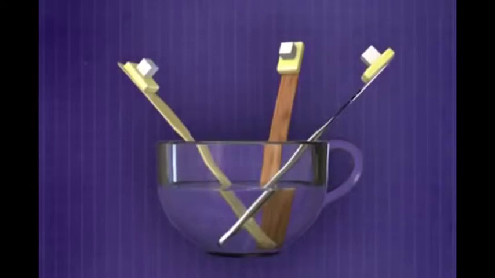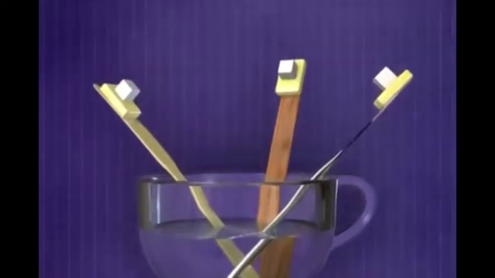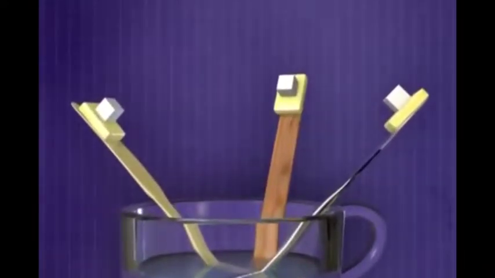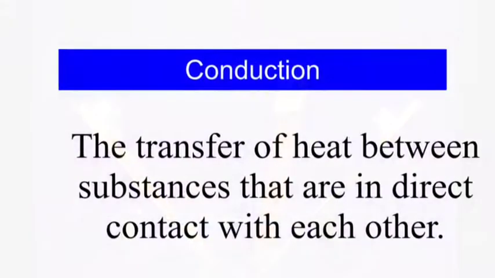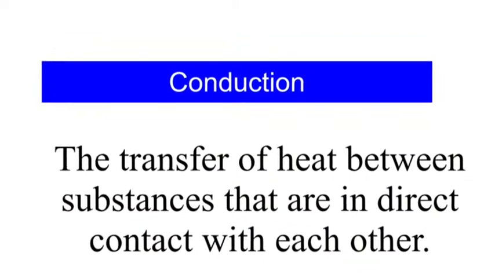In this experiment, there is a cup of hot water. Using three different types of material, plastic, wood, and metal, place butter on each of them and a sugar cube. As you can see, the metal stick with the butter is melting first. This is all due to conduction.